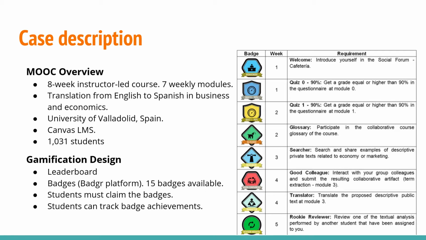15 badges were available in the course, and students had to claim them once they had met all the requirements for a specific badge. Here you can see some examples of the different badges available in the course. Some of them were related to quizzes, and others were related to specific student behaviors, such as participating in collaborative glossaries, interacting with group colleagues, and conducting peer reviews.